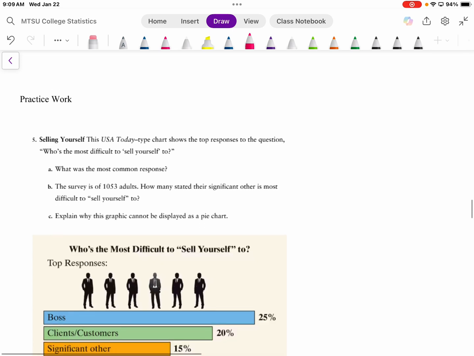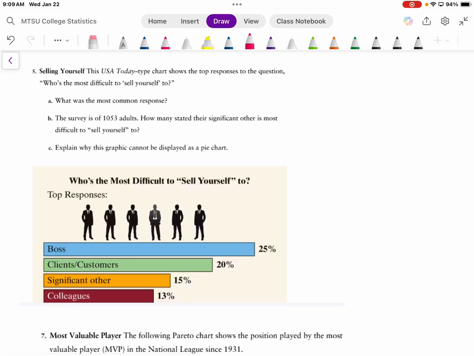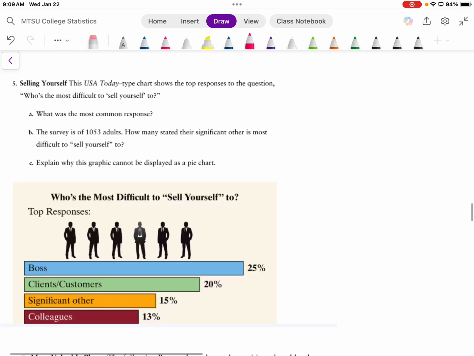So let me give you a chance to read number 5 here. And then I'm going to ask you guys to help me answer it with the A, B, and C. The USA Today type chart shows the top responses to the question, who is the most difficult to sell yourself to? First question is, what was the most common response? And then, of the survey of 1,053 adults, how many stated their significant other is the most difficult to sell yourself to? And then explain why this graphic cannot be displayed in a pie chart.